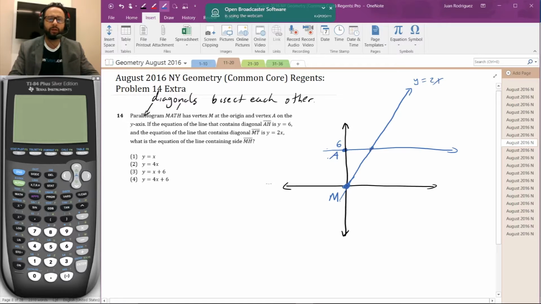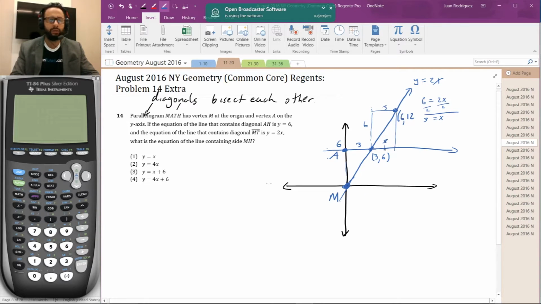And so that's the point where the y-coordinate is 6. So the x-coordinate is, y equals 2x, so 6 equals 2x, divided by 2, you get x equals 3. So that's the point 3, 6. Now I know that the diagonals bisect each other. So to get to point T, I go up 6 over 3. And so that is the point, let's see, 6 plus 6 is 12. So that's the y-coordinate. And then horizontally, this is 3, so this is also going to be 3. So the point is 6, 12.